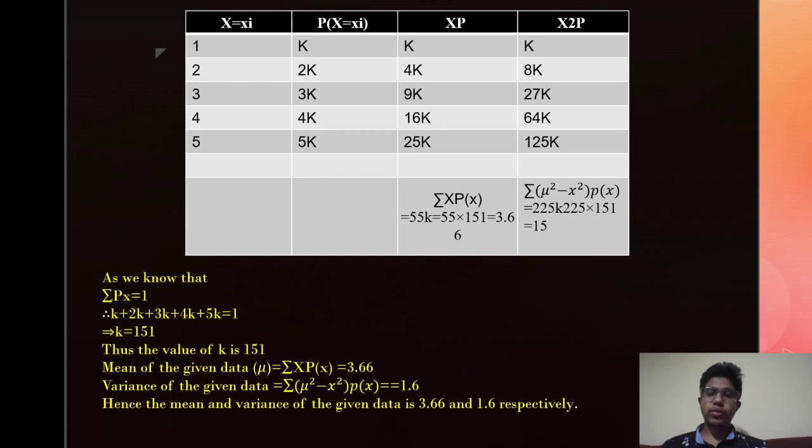as we know, we have to calculate x times P first. 1 into k is k, 2 into 2k is 4k, 3 into 3k is 9k, 4 into 4k is 16k, and 5 into 5k is 25k. And the summation of xP is 1k plus 4k plus 9k plus 16k plus 25k. Its total is 55.